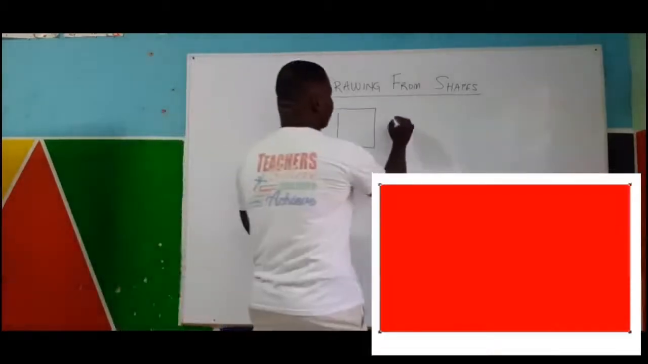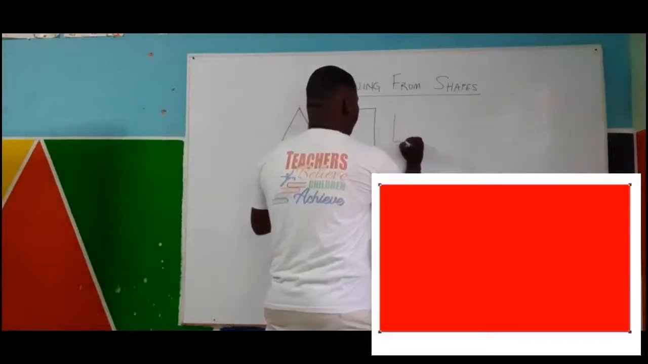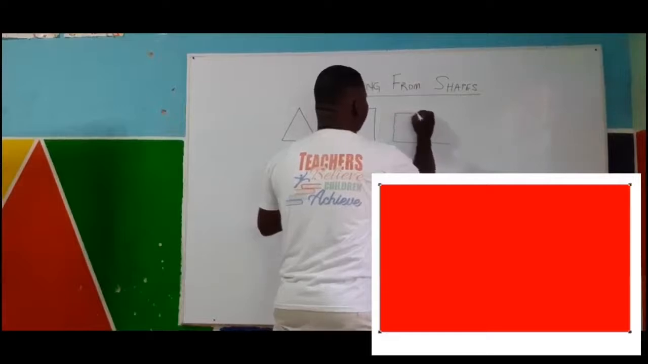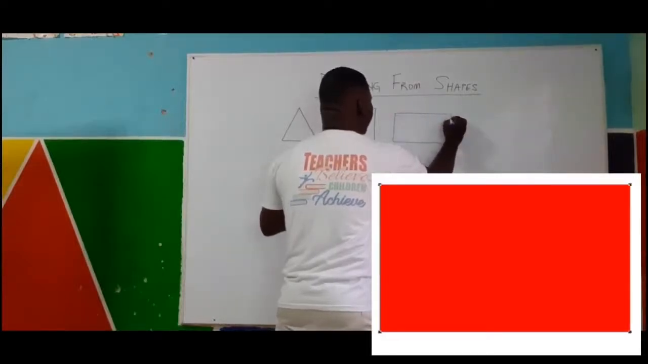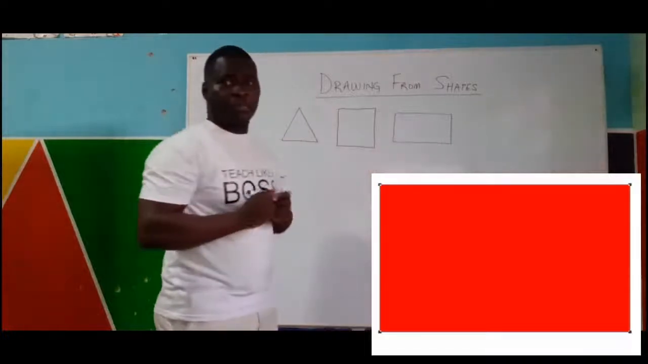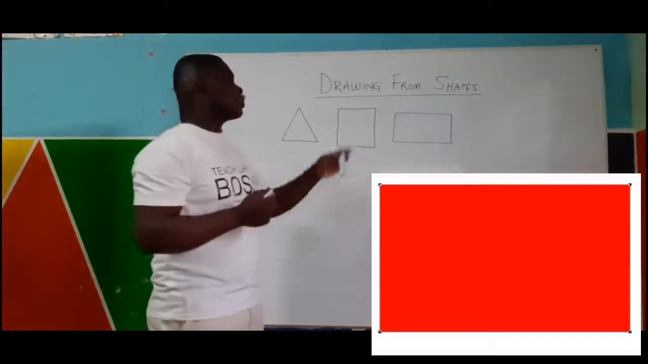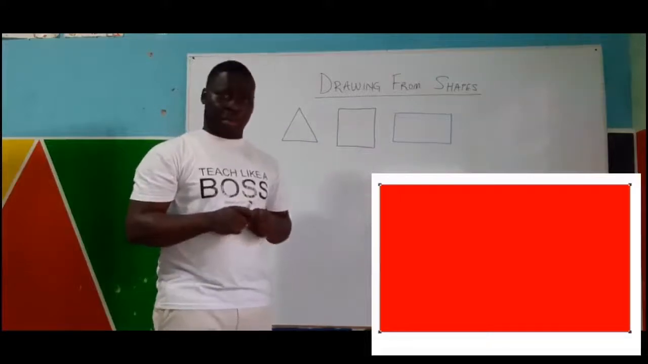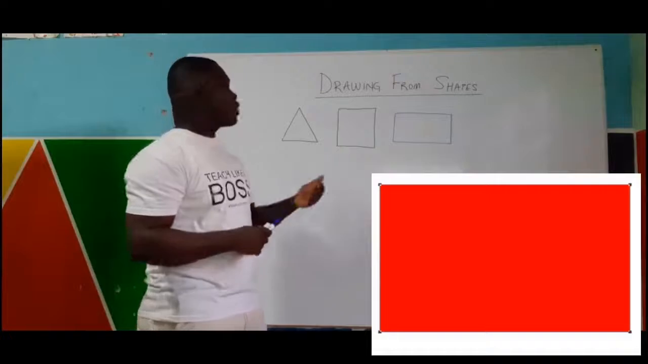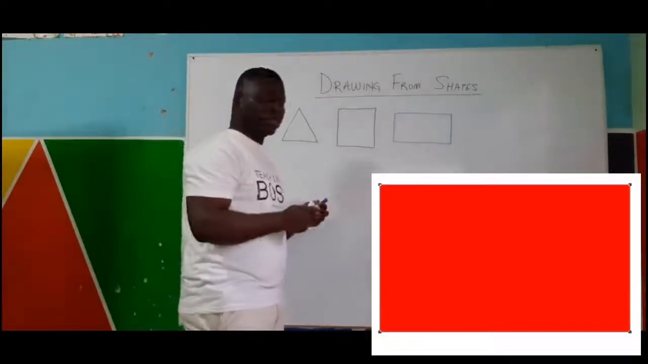Our third shape is this. I can hear people already mentioning the shape. What shape is this? Good. So this is a rectangle. So we have what? A triangle, a square, a rectangle.